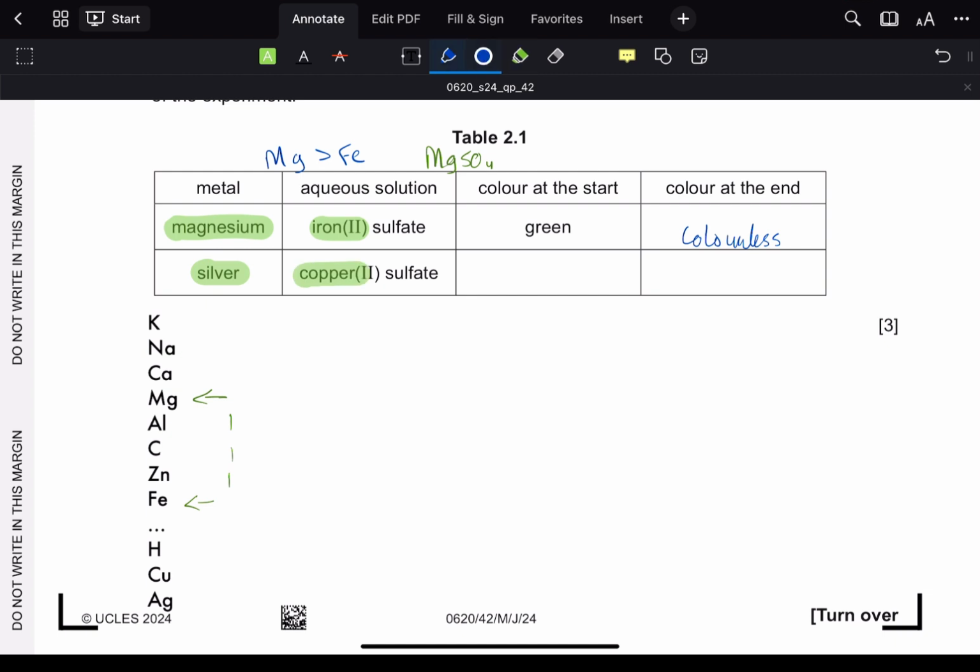For the second experiment, we have silver as the metal and copper 2 sulfate as our compound. If you refer to the reactivity series again, we can see that silver lies below copper, so our compound will remain unchanged. Copper 2 sulfate is blue, so the color at the start of the reaction will be blue, as well as at the end of the reaction because the compound remains unchanged.